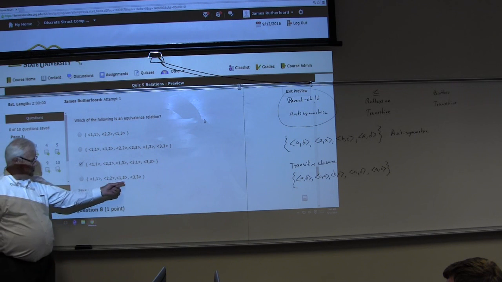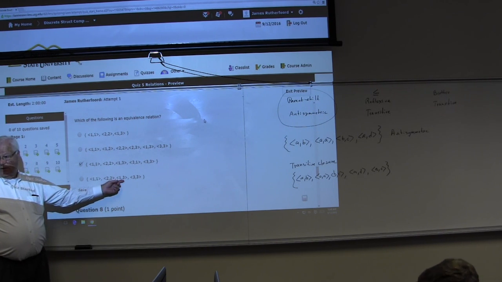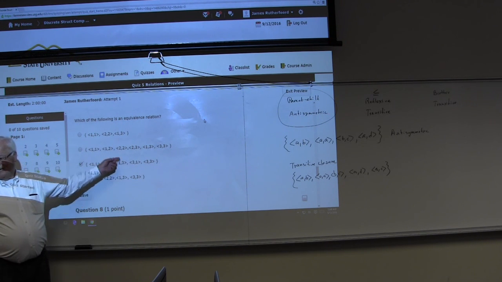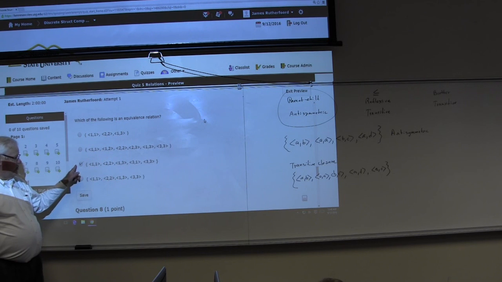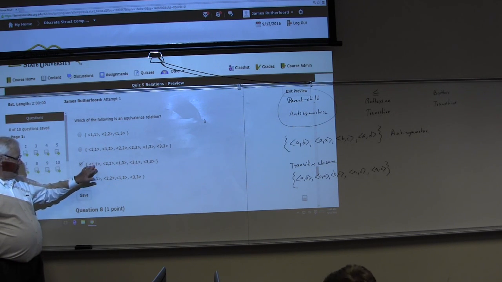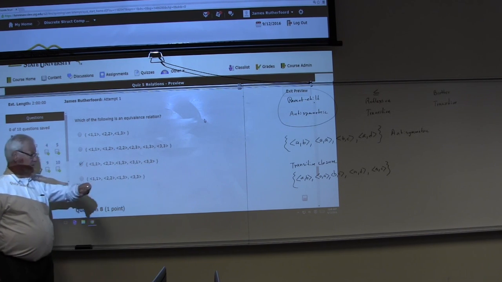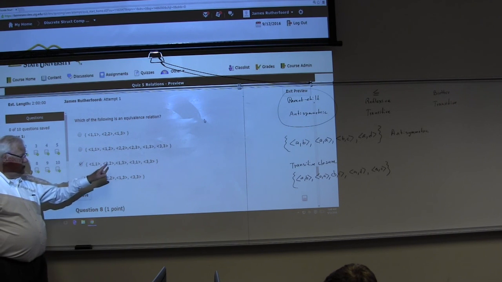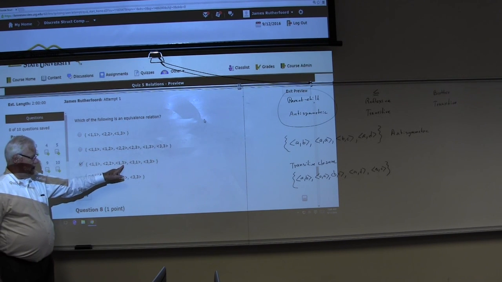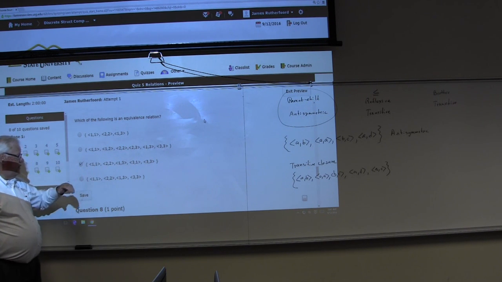Let's look at this one. We have 1, 1, 2, 2, 3, 3. And here we have 1, 3, but we don't have 3, 1, do we? So if you are good at taking tests, and eliminating everything else, this is the only one that works. But this one works because it is reflexive. 1, 1, 2, 2, 3, 3. Everything's related to itself. When we have two different ones that are related, 1 to 3, then we also have its reverse, 3 to 1. So therefore it is symmetric.